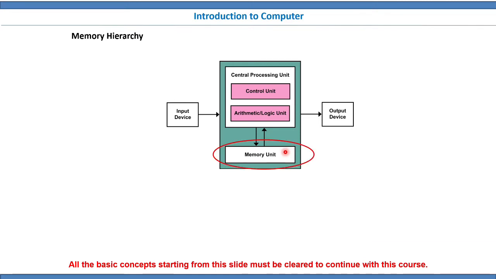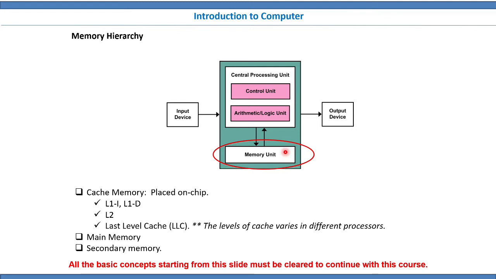So we'll start with the memory unit. As I've said, there are three types of memories. Basically, I'm ignoring the registers here. Registers are also a kind of memory inside the central processing unit, but I'm not considering them. After the registers, there are normally three types of memory: first is called cache memory, and then the main memory and secondary memory.